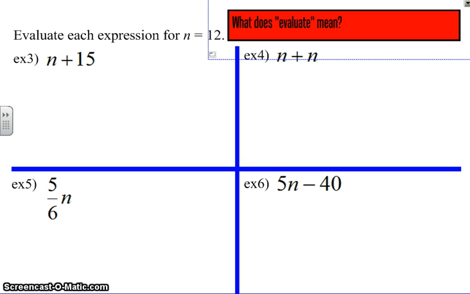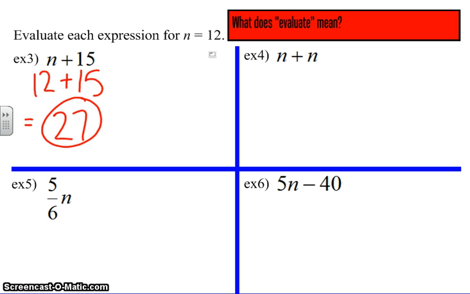n plus 15 in example 3. So we're evaluating. Everywhere we see an n, we're going to replace it with a 12. 12 plus 15. We all know that 12 plus 15 is equal to 27. How about n plus n? Well, we know n is equal to 12 plus the same n is also 12. 12 plus 12 gives us 24.